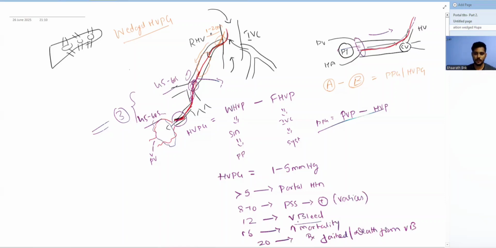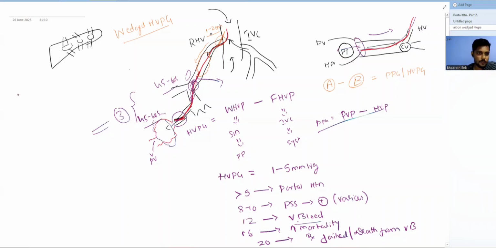So normally it's between 1 to 5. The moment it is more than 5, it is labeled as portal hypertension. 8 to 10 is where the portosystemic shunts begin to form. 12 is where the variceal bleed happens. At 8 to 10 varices are formed, but they have a high risk of bleeding once it crosses 12. And 16 is increased mortality. 20 is either a treatment failure or there's a high risk of death from variceal bleeding.